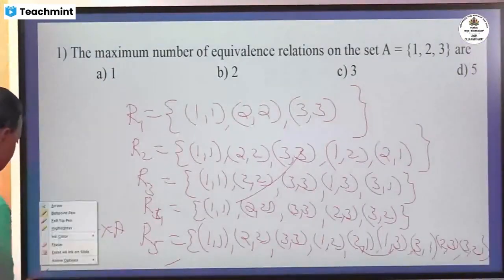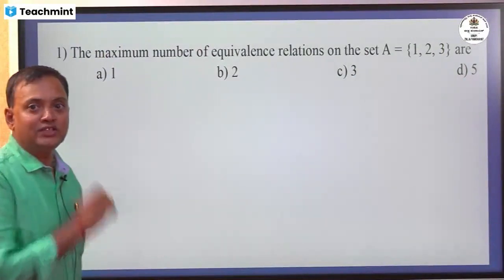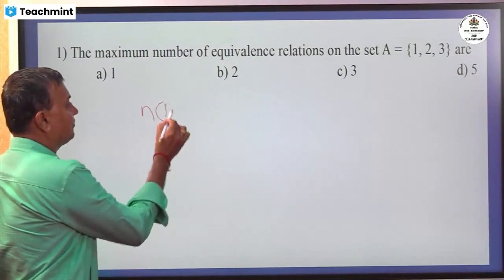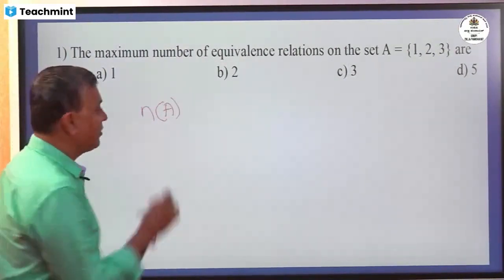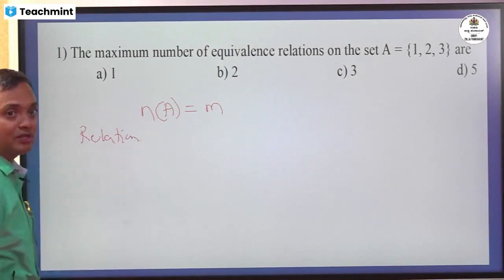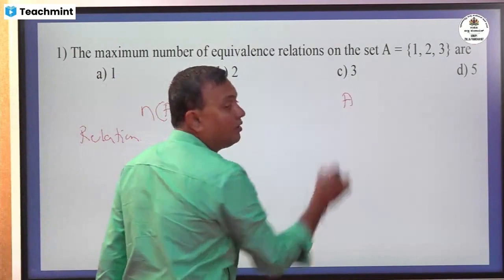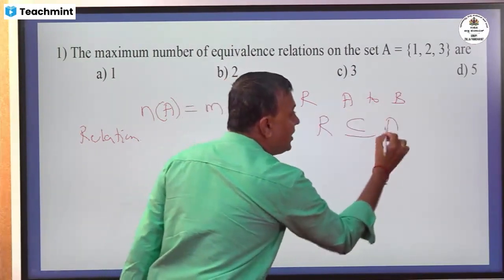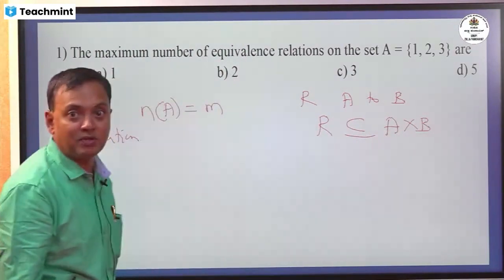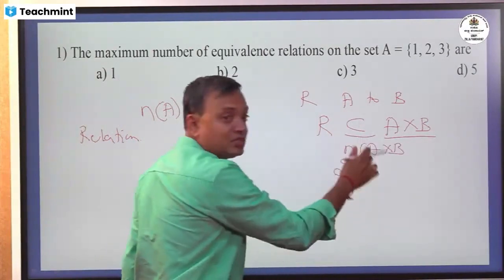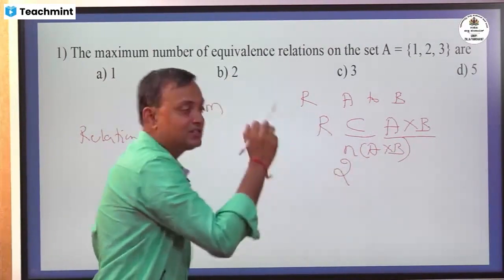Now, here the number of reflexive relations, how many reflexive relations are there? For this you may not know the formula. For CET, first the number of relations. Suppose the set contains m elements, then the number of relations, we know what a relation is. A relation from set A to set B is a subset of A cross B, correct? A relation is a subset of A cross B. The number of relations is equal to the number of subsets of A cross B, that is 2 to the power n of A cross B. So this many relations are possible, meaning this many subsets of A cross B.